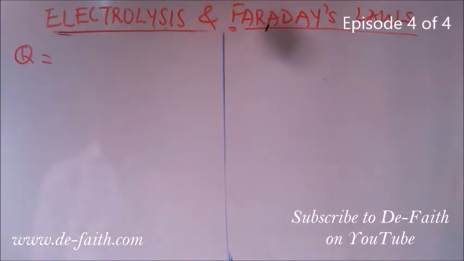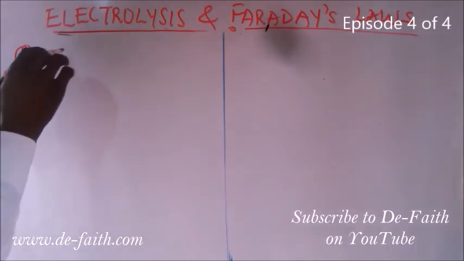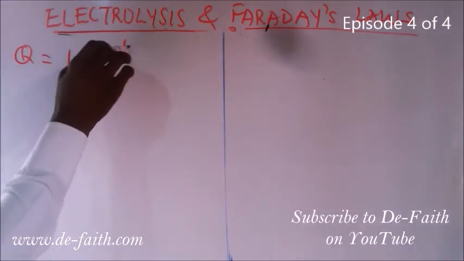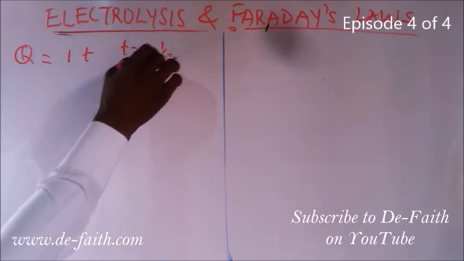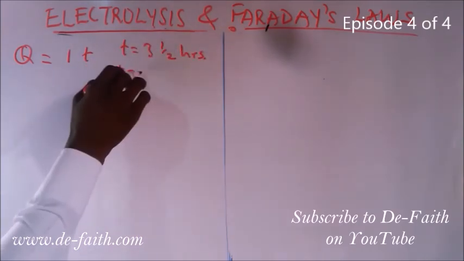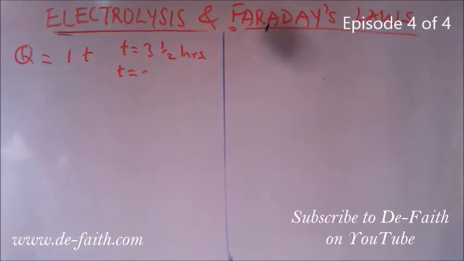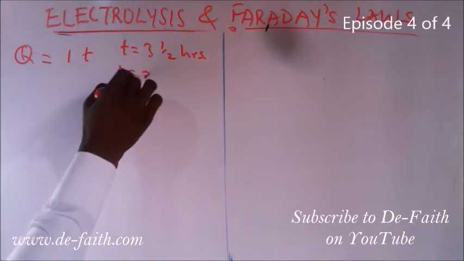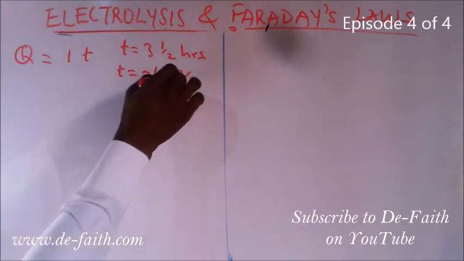So first, we will find the quantity of current which produced the 27 gram. And so we have Q equal to IT. We were given our time as 3.5 hours. And so changing this 3.5 hours to seconds, we'll need to multiply by 3,600. And so we'll have 3.5 times 3,600.